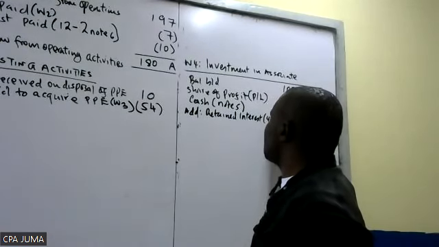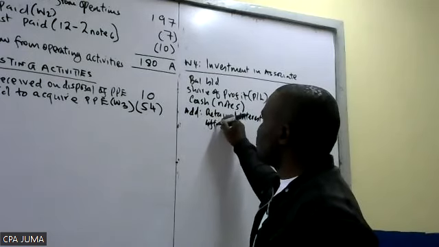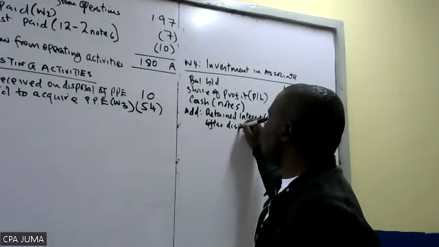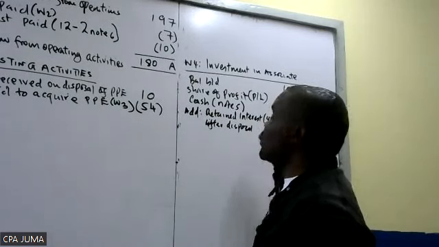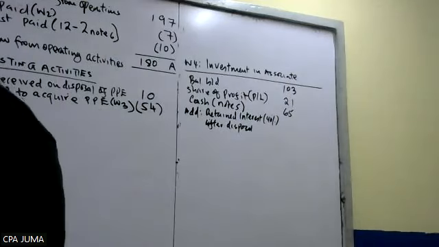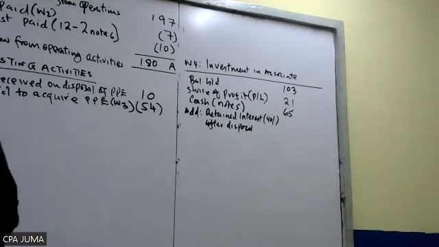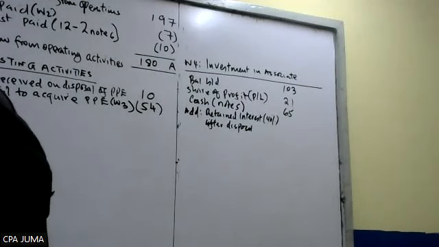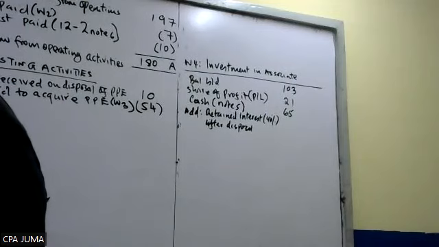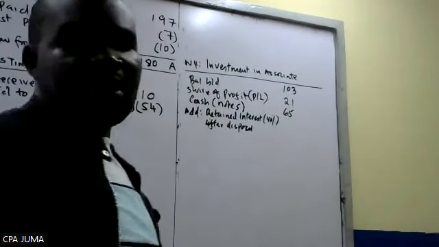Retained interest, 40% after disposal. How much did we retain in that company? Because that is another associate. It is not from the ones we had. They disposed a subsidiary. So whatever remained in that company is an investment to them. How much should that take?